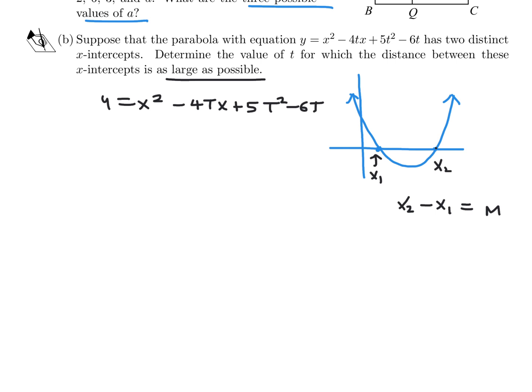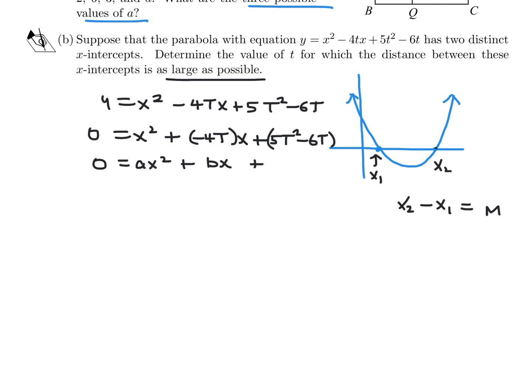Probably get the x-intercepts, and then I'll work from there. So to get the x-intercepts, I have to set y to 0. I can't think of any other thing to do. So I'm going to break this up in a slightly different way, and you'll understand why. I did this because I wanted it to resemble ax squared plus bx plus c, and therefore I can easily illustrate what a, b, and c are. a is 1, b is minus 4t, and c is 5t squared minus 6t.